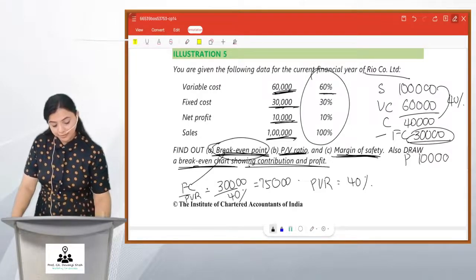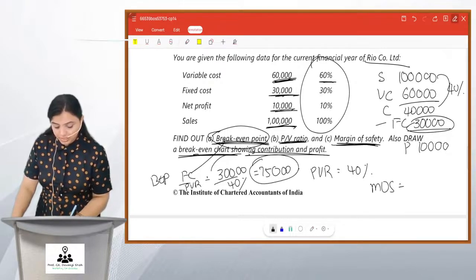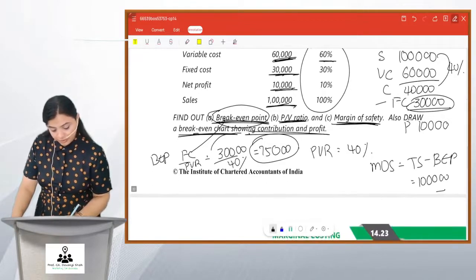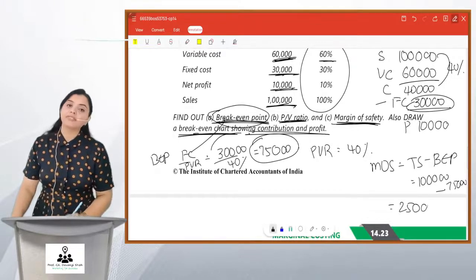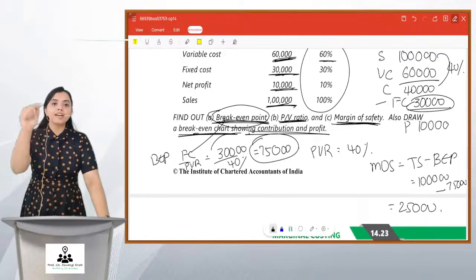Margin of safety. So friends, we have worked out BEP is 75,000. So your margin of safety will be total sales minus break-even sales, which is 1 lakh minus BEP sales of 75,000. Friends, your margin of safety is 25,000. It was so simple. But in this sum, what is important is the break-even chart.